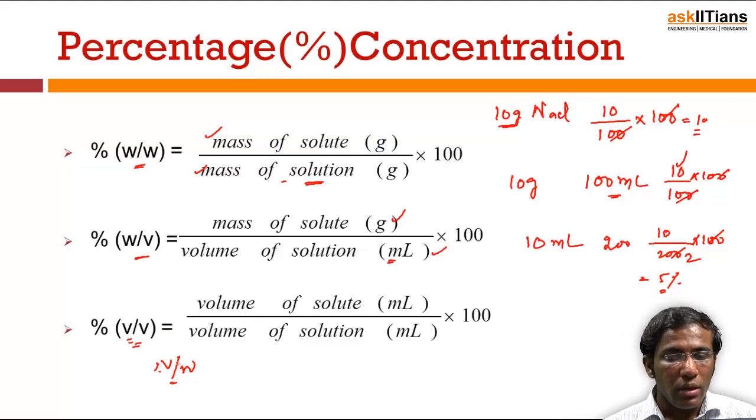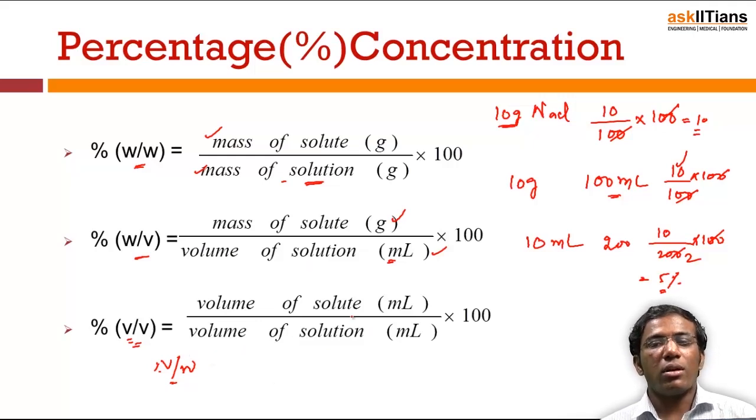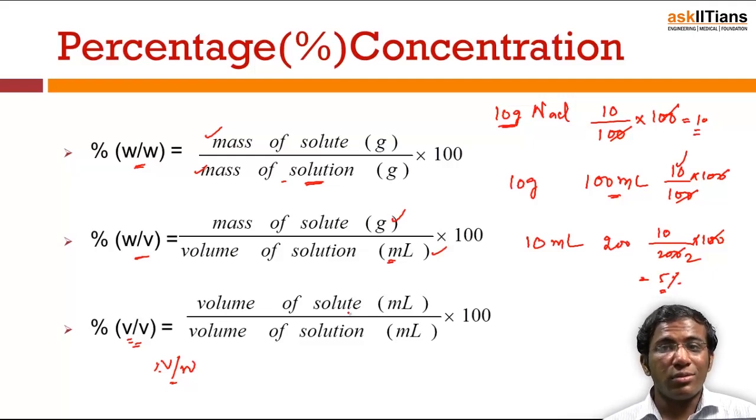And the last one is volume by weight. Volume by weight is the volume of solute divided by the mass of solution. The volume you will take in milliliters and the mass you will take in grams. So in this way the percentage concentration can be expressed in 4 ways, depending upon whether the mass of the solute or volume of solute is given, or the mass of the solution or volume of the solution is given. So even for the same solution, you can express the concentration in 4 different ways.